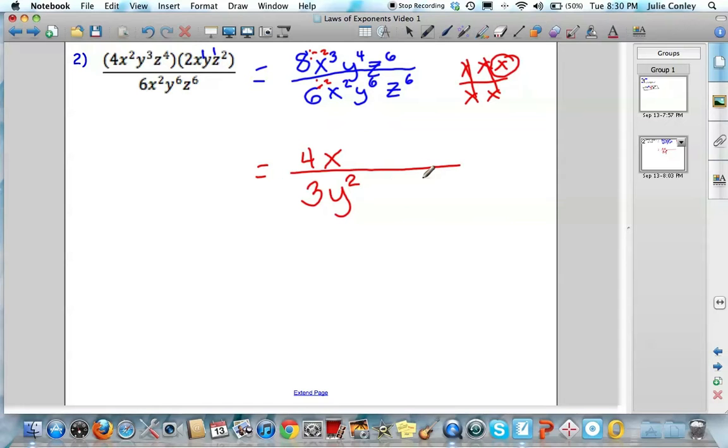How about those z's? Well, since we have the same value in the numerator and the denominator, they're all going to cancel out or reduce with each other and give us a value of 1, which we then wouldn't have to put down.